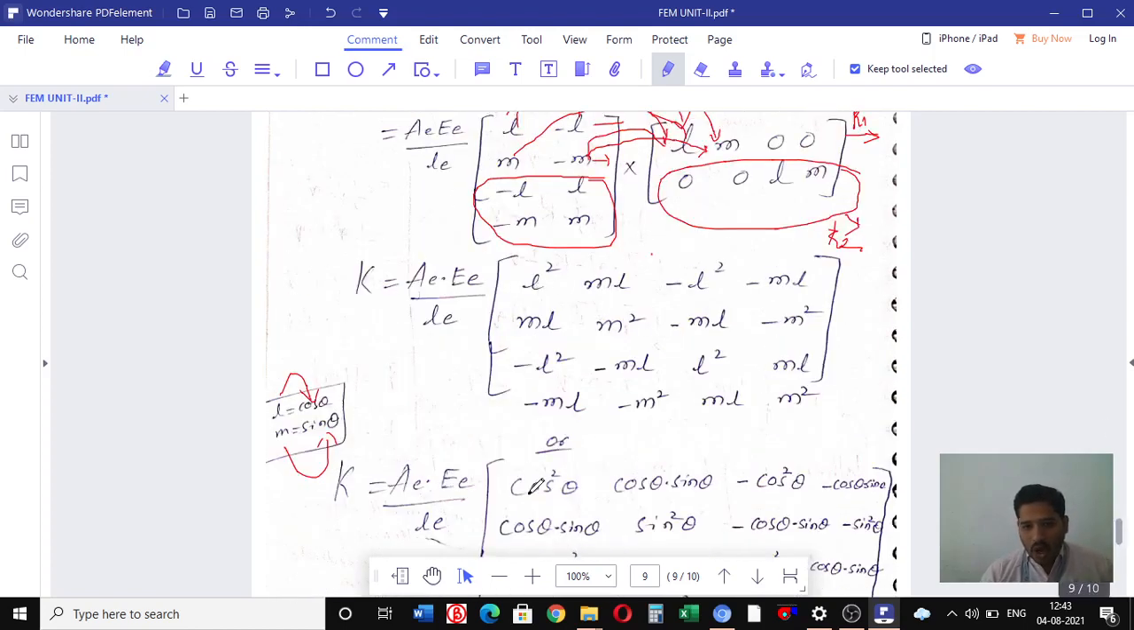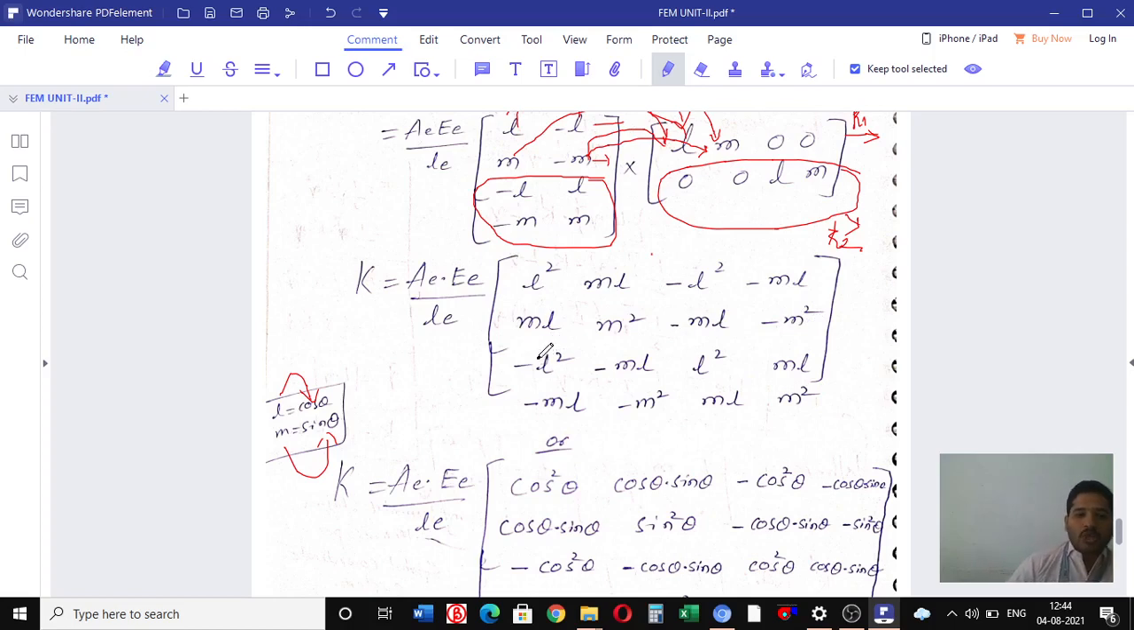L is nothing but cos square theta. This M is nothing but, so L is nothing but cos theta into sin theta. We can represent as cos theta into sin theta. Minus L square is nothing but cos square theta. M into L is nothing but minus cos theta into sin theta. Over. M into L is nothing but cos theta into sin theta. This one is nothing but sin square theta. And minus M into L is nothing but minus cos theta into sin theta. Minus M square is nothing but sin square theta.